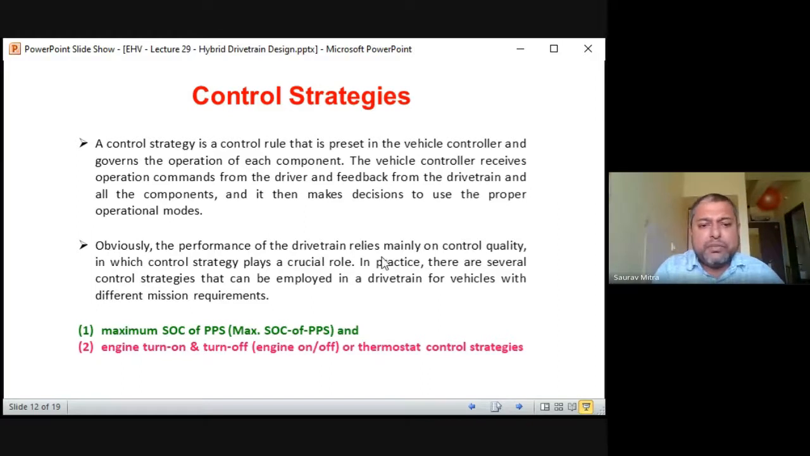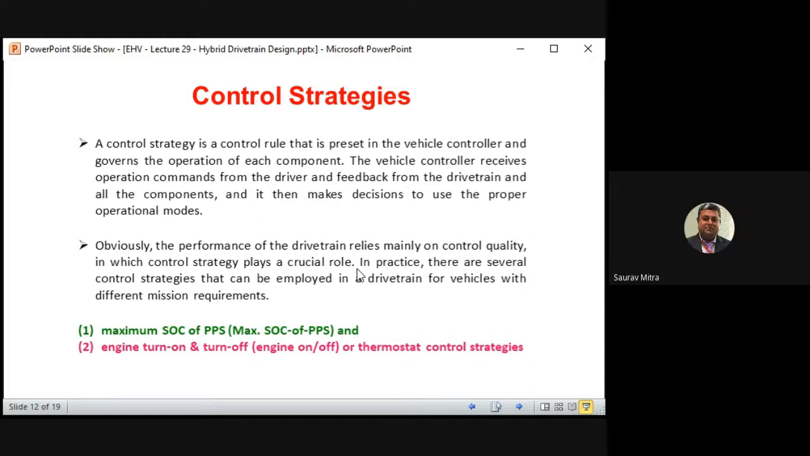So obviously the performance of the drivetrain relies mainly on the control quality, in which the control strategy plays a crucial role. So there were 9 modes. So selection of modes is actually done by the vehicle controller. So it's an embedded system kind of a thing. AI is there, so a lot of intelligence is embedded in that. So depending on that, the vehicle controller takes the decision.